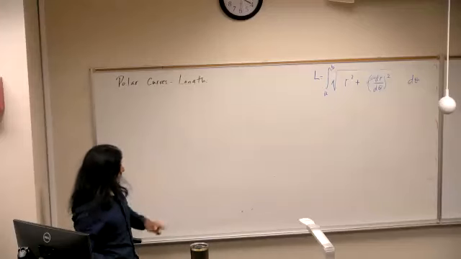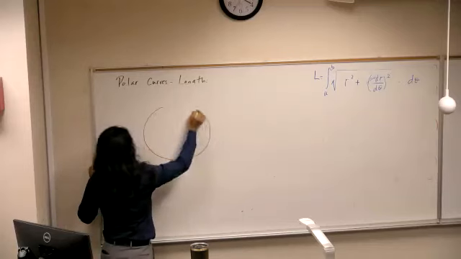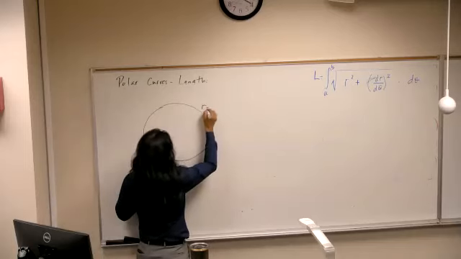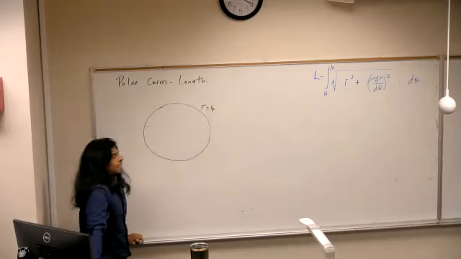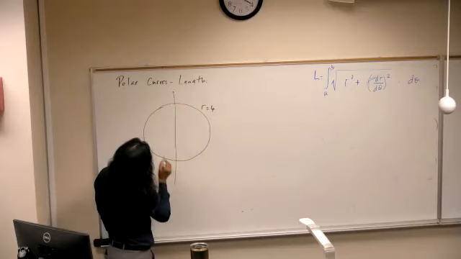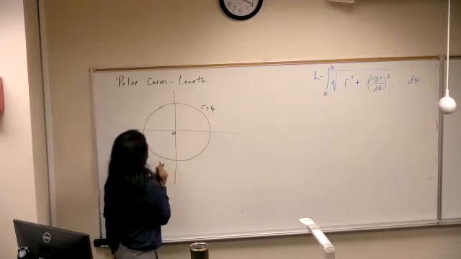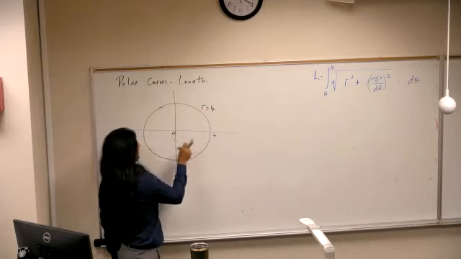Well, we derived it. Let's say the radius of this circle is 4. Hopefully I don't mess this up. Still not bad. The point is 0, 4. And I want to know the length from here up to there.